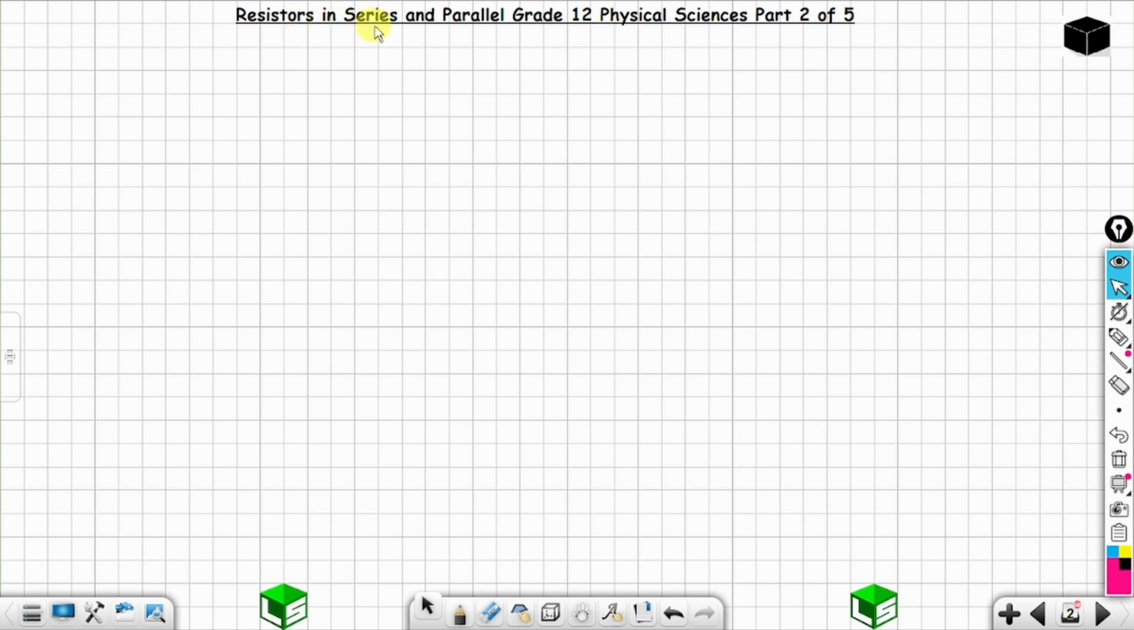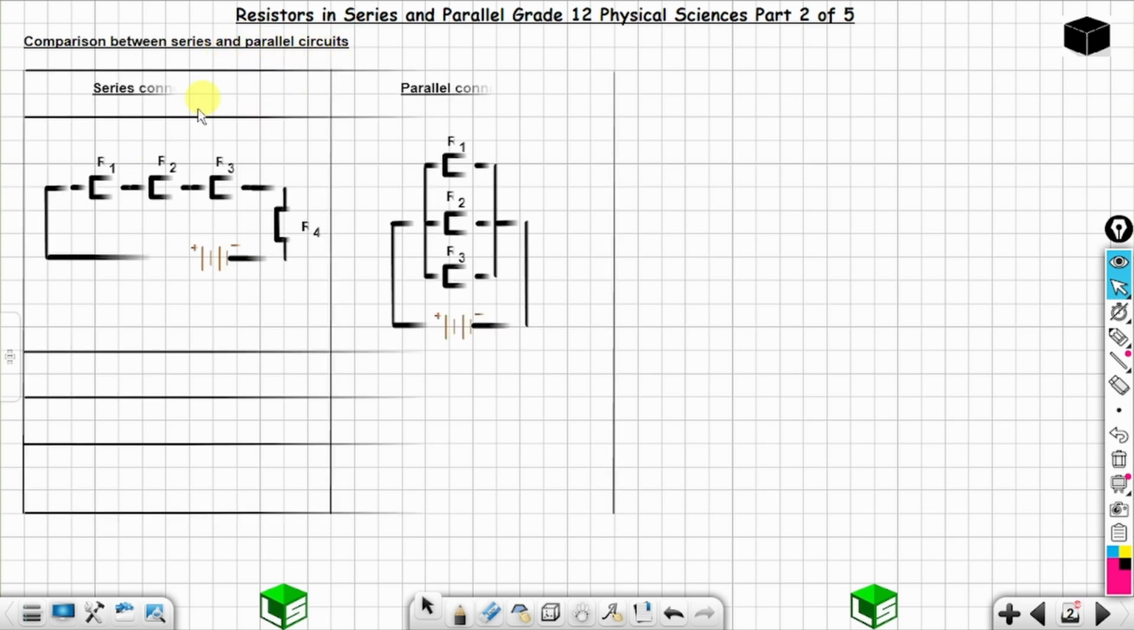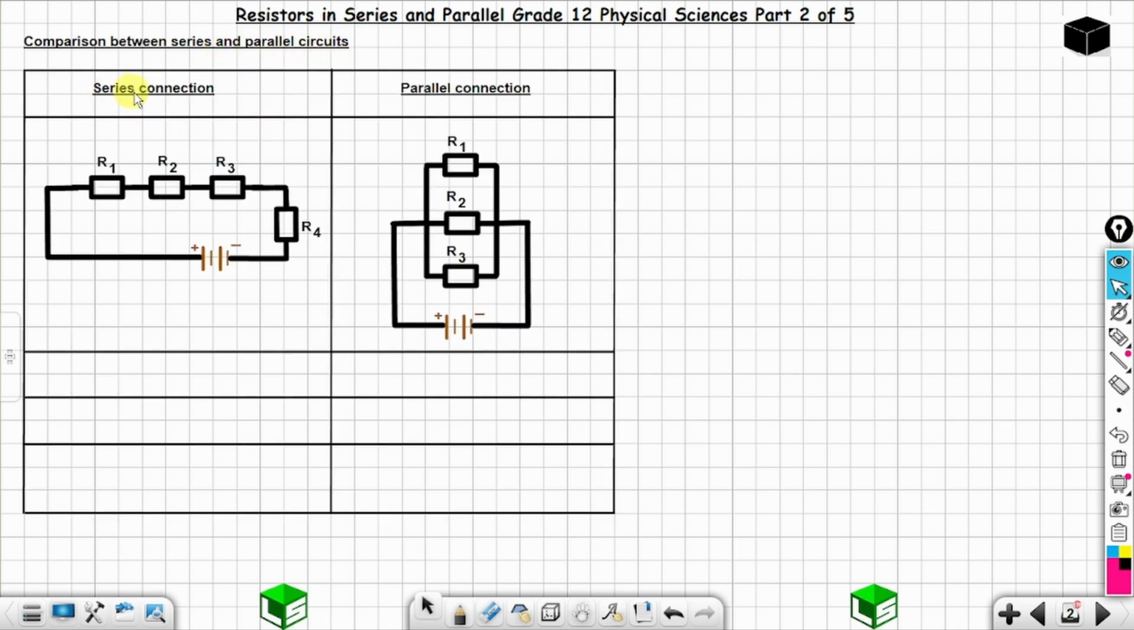Resistors in series and parallel. Okay, we start with the comparison between series and parallel circuits. So we have series connection and parallel connection. We are going to compare current and voltage between series and parallel circuits.